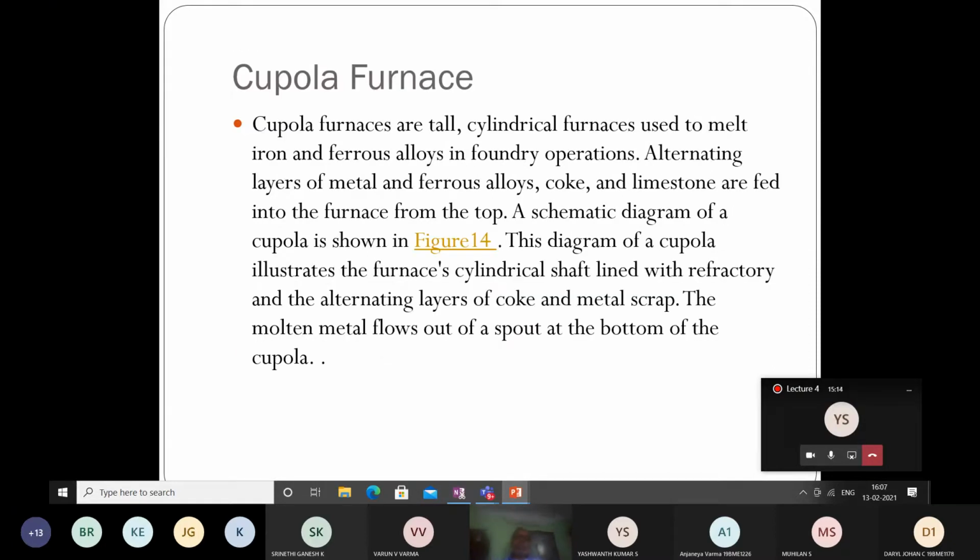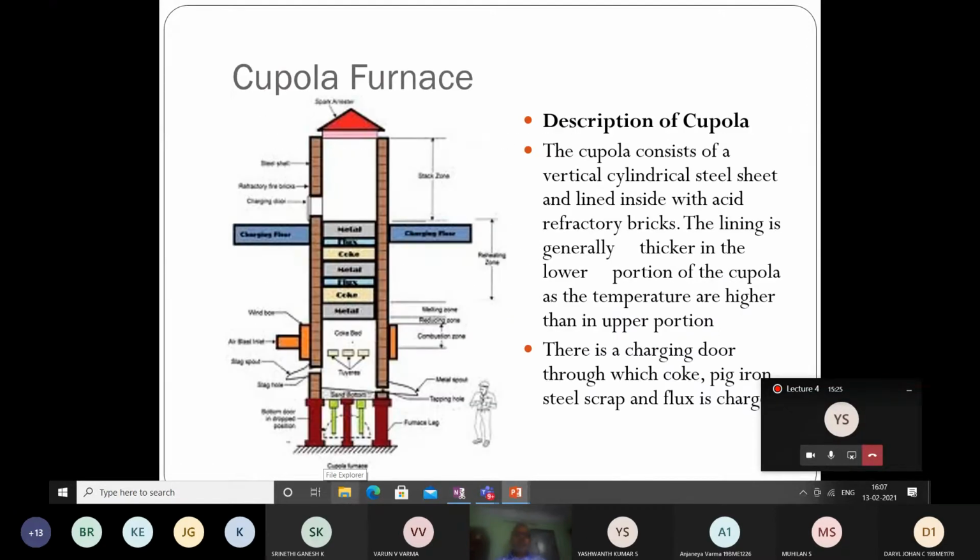Next comes the cupola furnace. A cupola furnace is a cylindrical furnace used for iron and ferrous alloys, charged in alternate layers. Now I'll show the diagram; I think you will understand. So this is a cupola furnace.